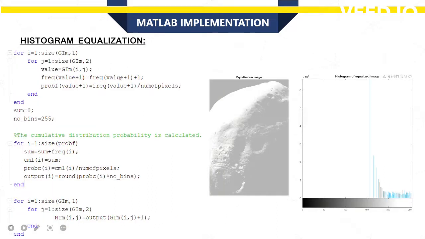Here we increase the value of frequency for each occurrence and calculate its probability by dividing by the total number of pixels. Then we need to calculate the CDF of each pixel. Here we use the variable sum to accumulate the value of frequency for each pixel. Then we calculate cumulative probability by dividing this by the number of pixels. Then the output is the approximate value of cumulative probability multiplied with the total number of pixels, which is declared by the number of bins. Then we will display the histogram of our output image, which can be seen here.